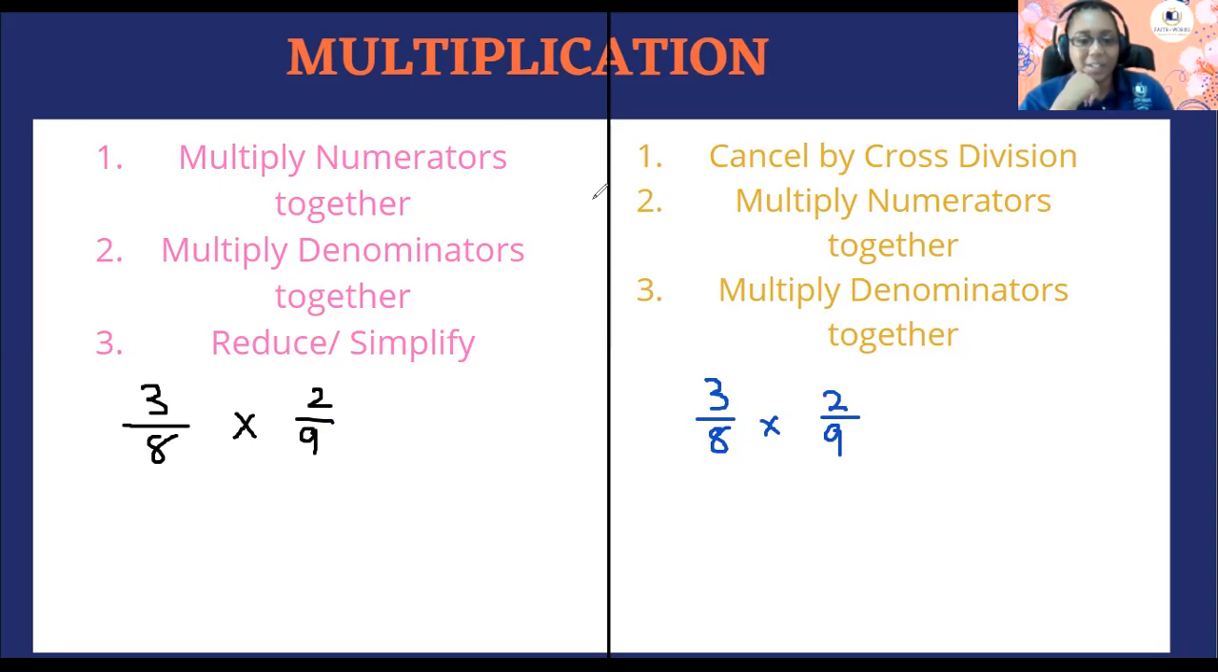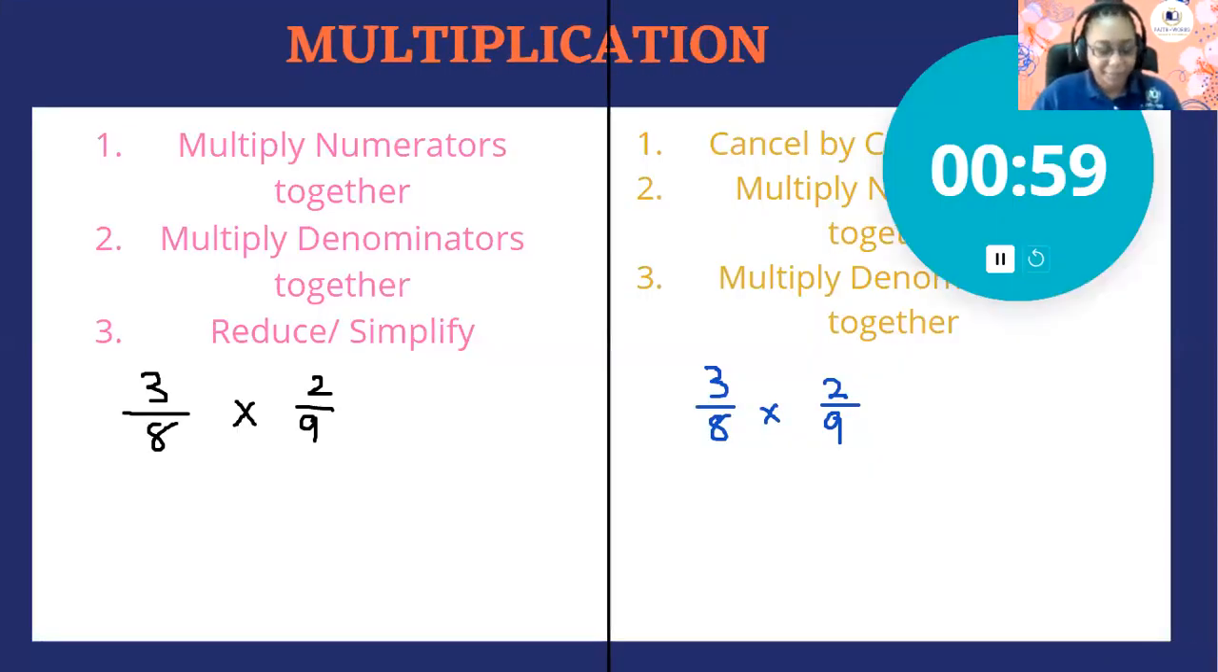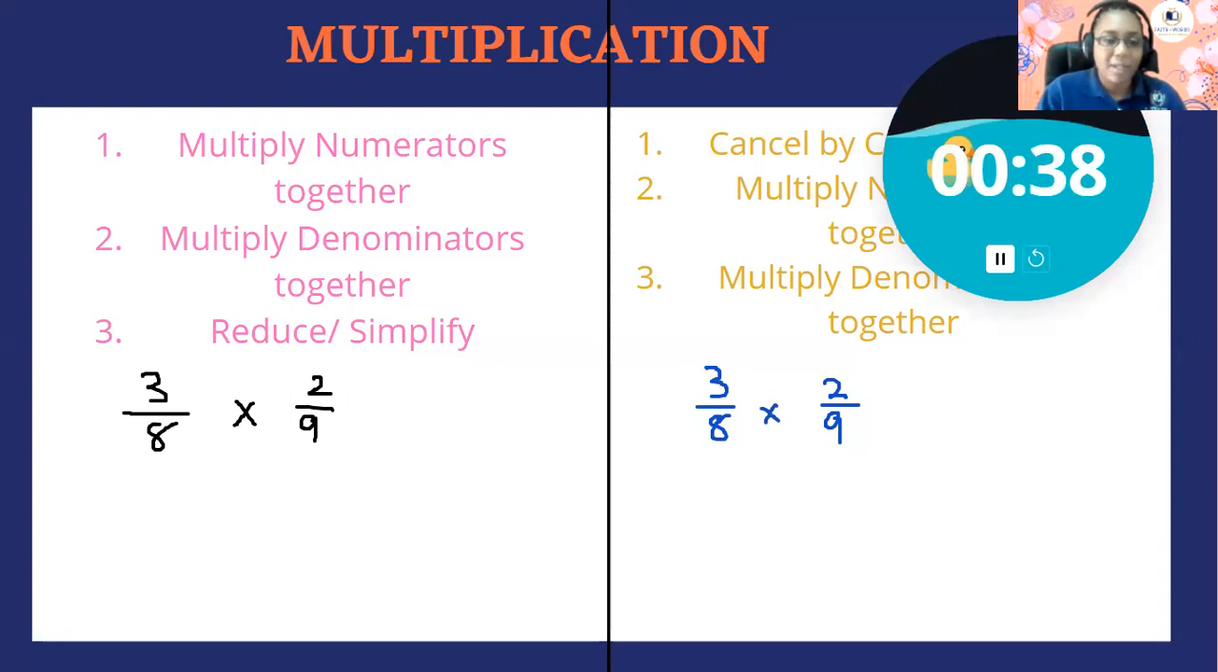I want you all to try it first. Using the steps, put your answer in the chat. You have 1 minute. Let's see if we get it, and then I'm going to do it on the screen. So try it out for me. You're following the steps. You multiply the numerators together. Then you multiply the denominators together. And then you reduce and simplify.